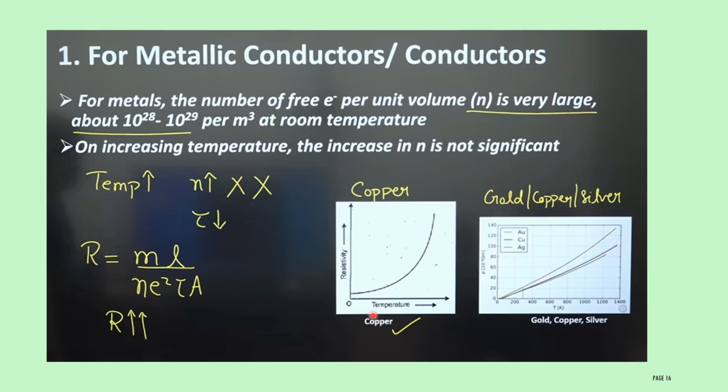Consider a plot of resistivity and temperature. Consider the graph between resistivity and temperature. You can observe that as the temperature increases, resistivity also increases. This is an example of copper. Then consider other metals, gold, copper, silver, and you will get a graph like this. This graph indicates that as the temperature increases, the resistivity of the respective metal also increases.